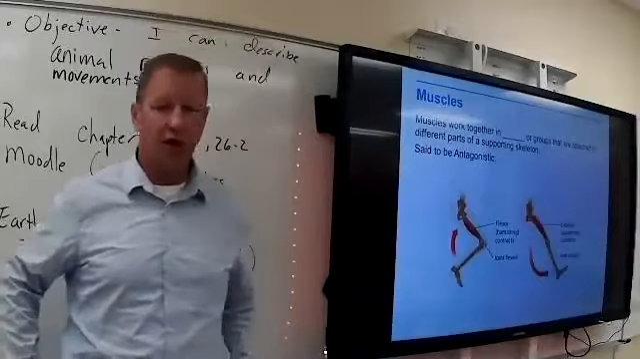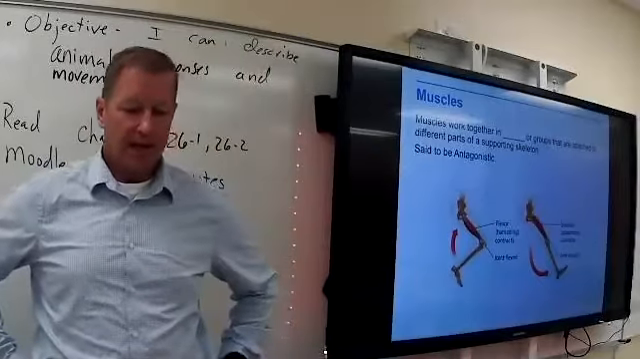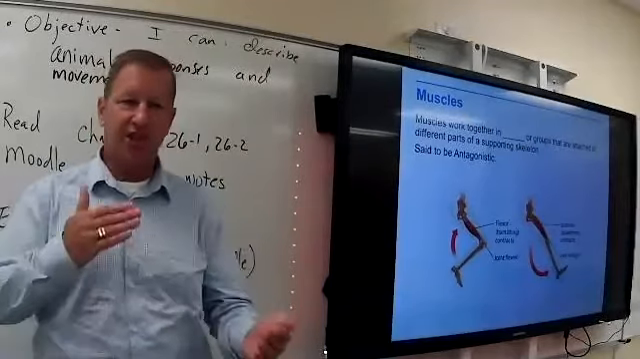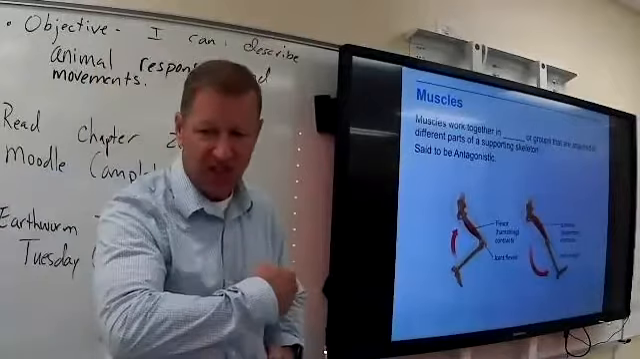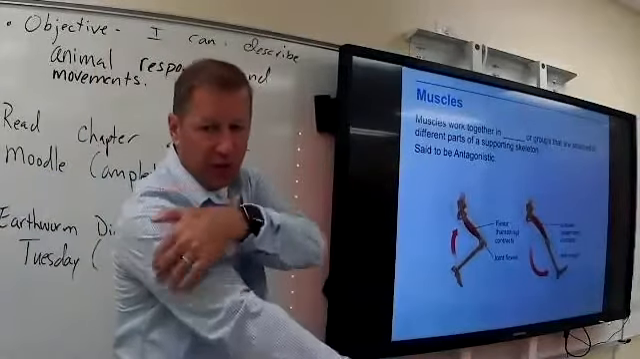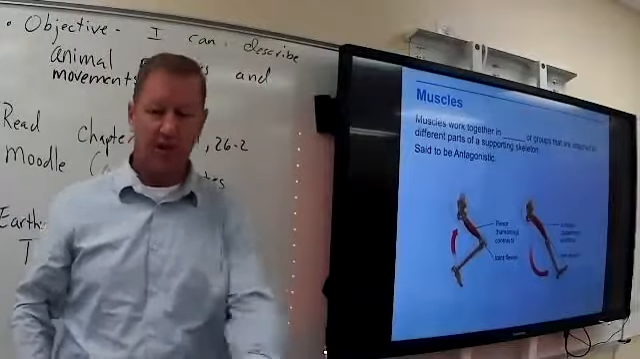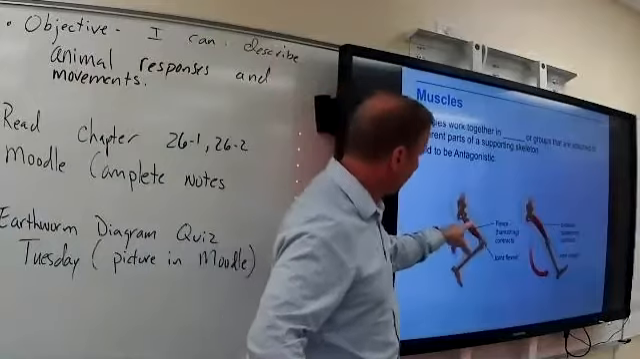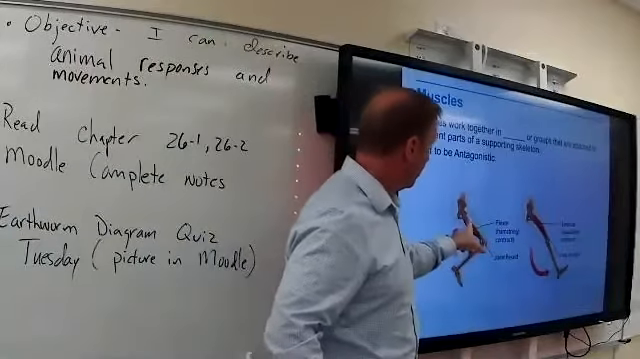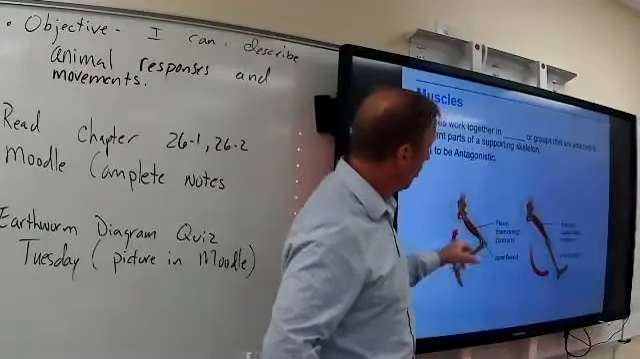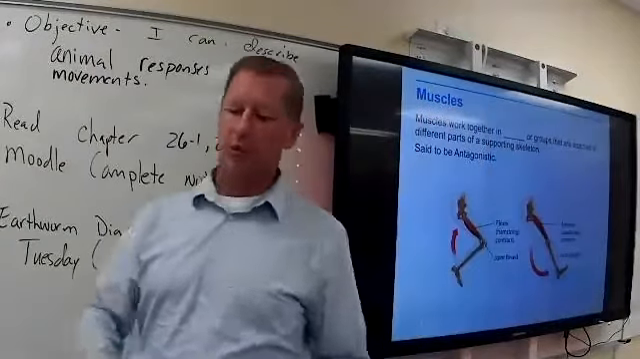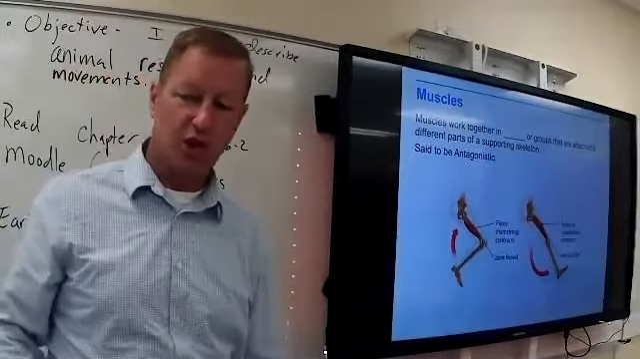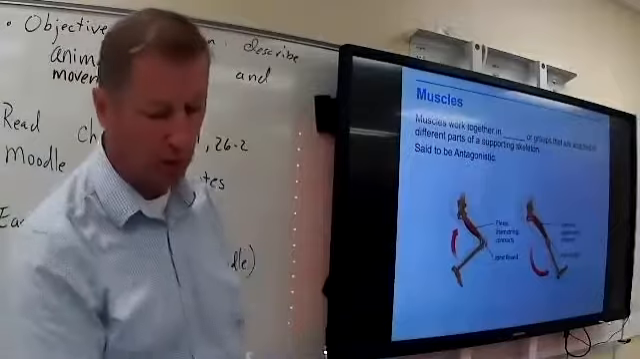Now, muscles work together in groups, and these groups are opposite of each other. When one flexes, the other one's relaxing. When this one flexes, this one relaxes. Same thing with your lower leg. So when the leg is bending, then this one is flexing or contracting. When the leg straightens out, then your quadricep is the one that's contracting. Muscle tissue is the only tissue in your body that can shorten or contract.